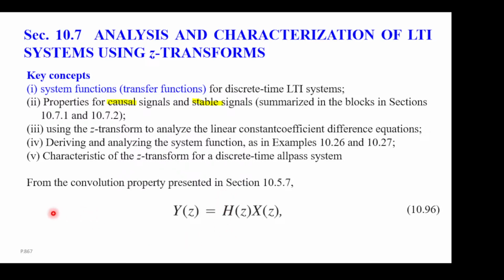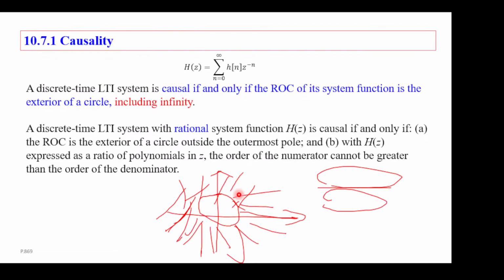Okay? And we have a small y equal to the convolution between small h and small x. And you do the z transform, then you see that big Y equals the product of big H and big X. Okay? That's as usual. Our favorite system function equation. And then we see that we can analyze the causality and the stability of the system by looking at the ROC of big H.